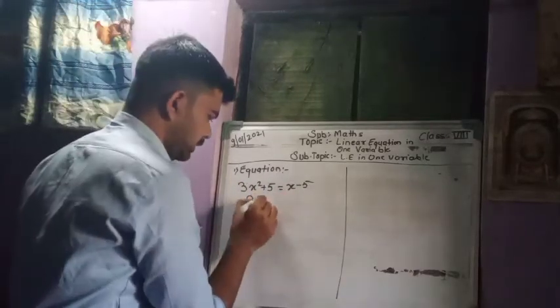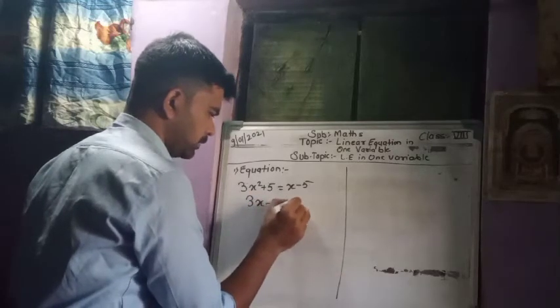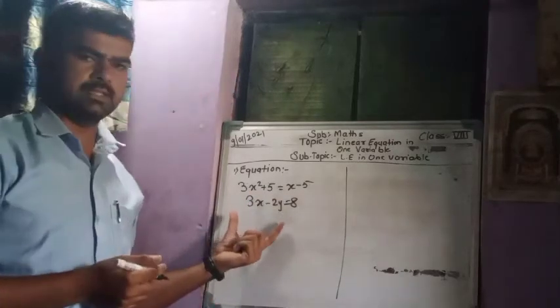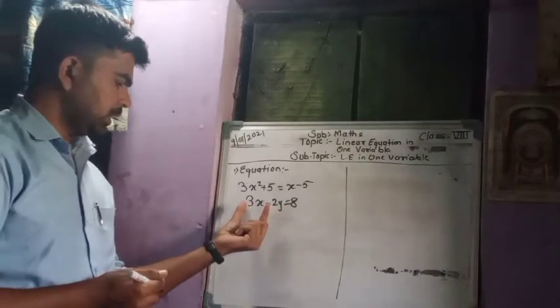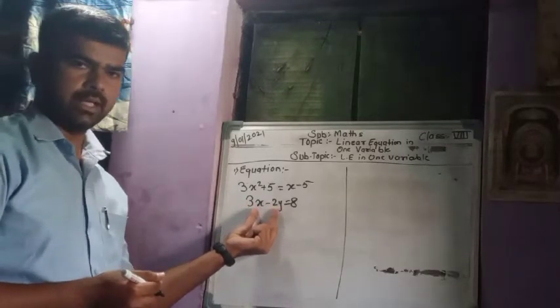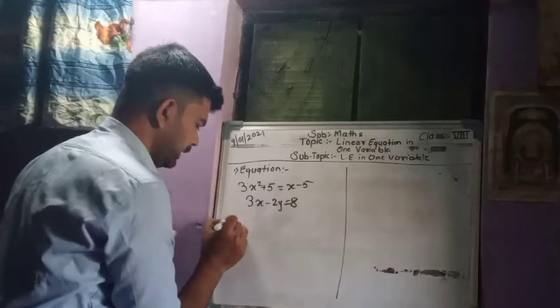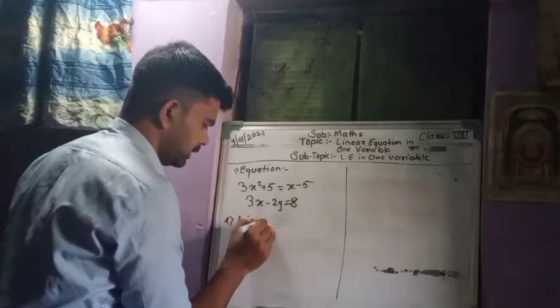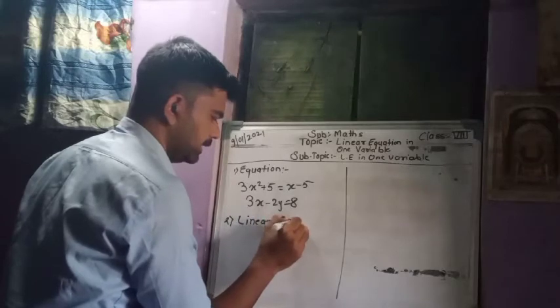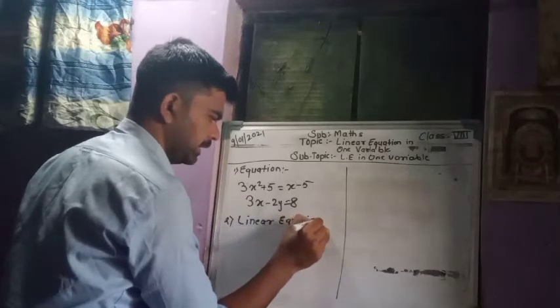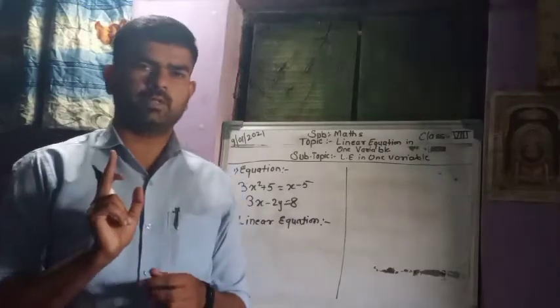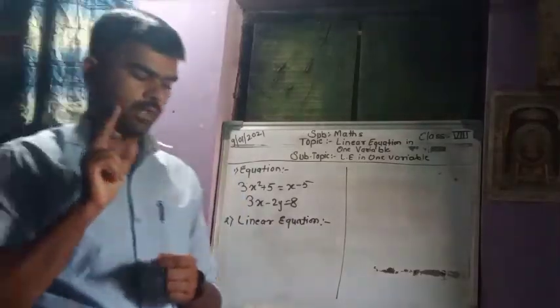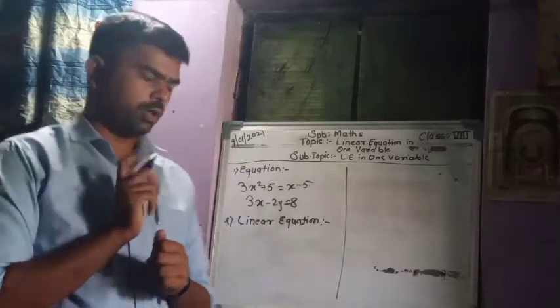Take another example, 2x minus 2y equal to 8. This is also an equation with two algebraic expressions. Now what is meant by linear equation? Linear equation involves only one variable. What does it involve? Only one variable in the first order.